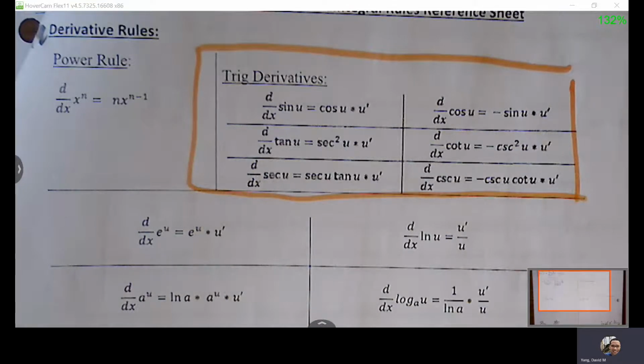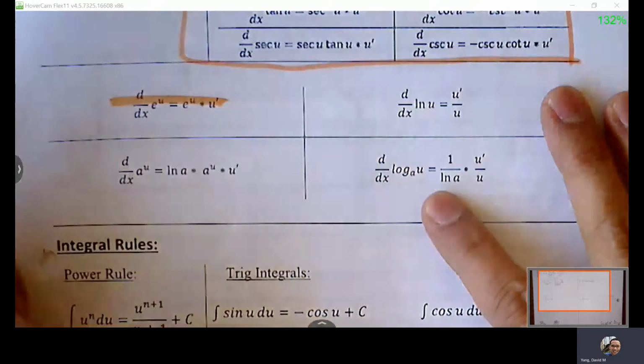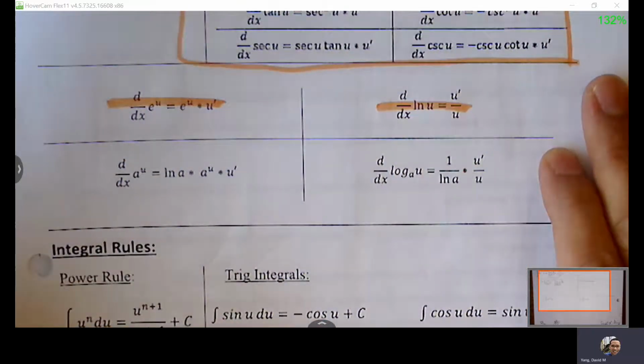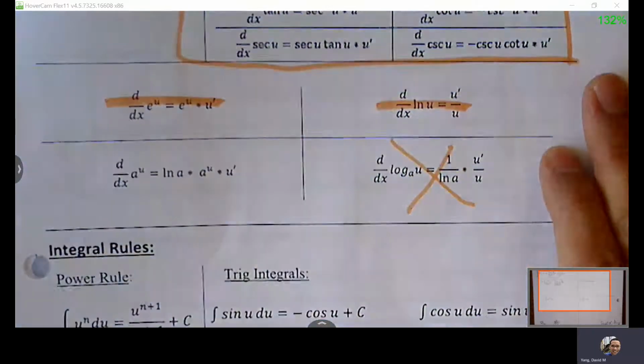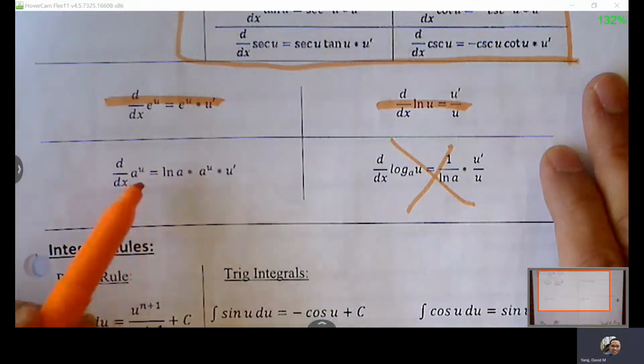You have to memorize the L and U. Yeah, this one we should know. E to the u is e to the u times u prime. Natural log of u, that's u prime over u. We don't have to worry about this one here. This one is the undoing of a to the u, so I think it's good to know this one too.